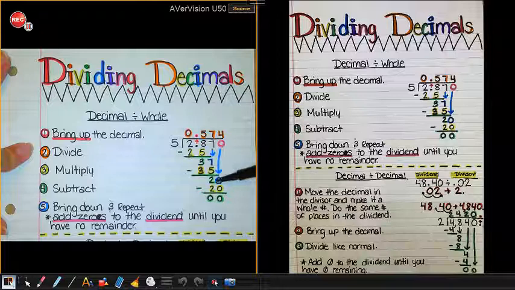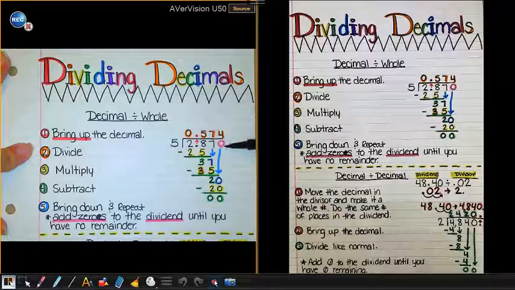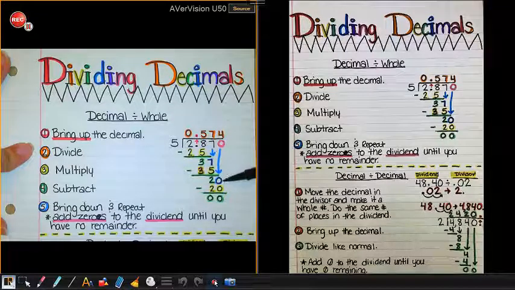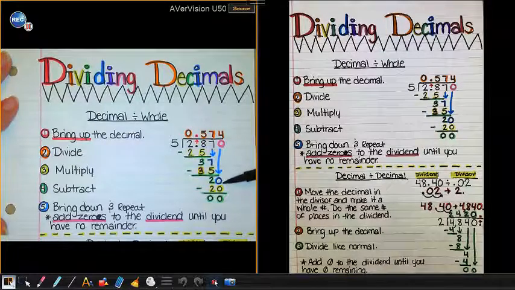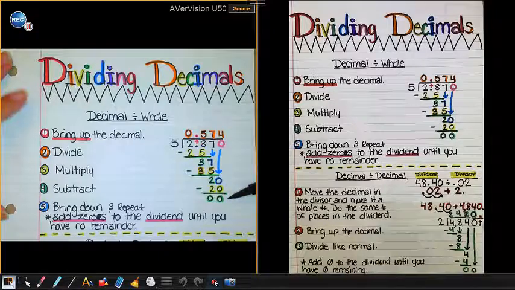Alright, so at this point, you would have noticed that I can't have a 2 as a remainder, so what you're going to have to do is add a 0 to the dividend, and keep doing that until you have a 0 remainder. So I brought down my 0 after I added it, and that left me with 20. Now 5 goes into 20 exactly 4 times. And 5 times 4 is 20, which leaves us with 0. So now we can stop.